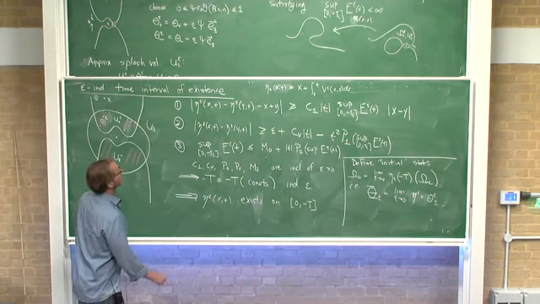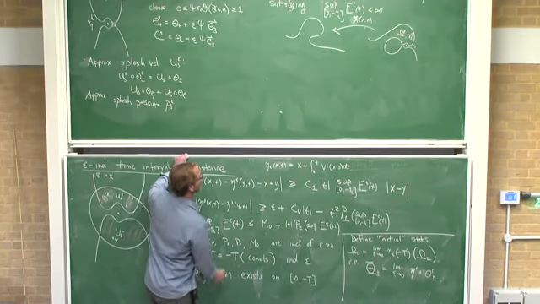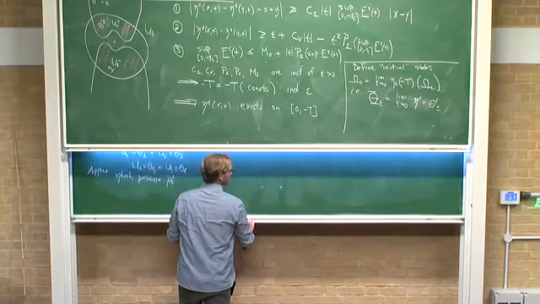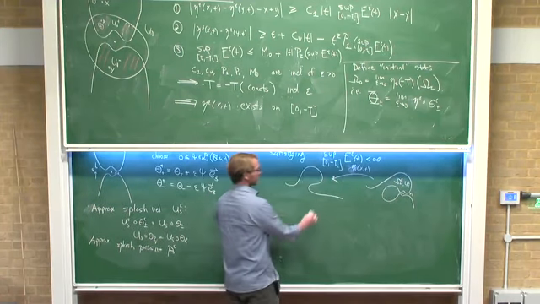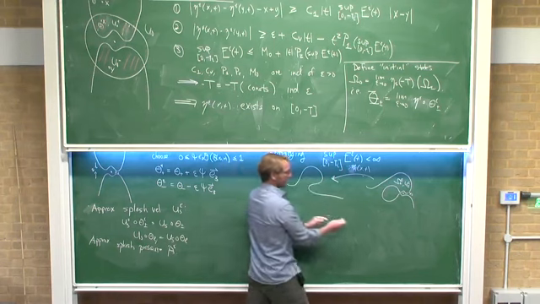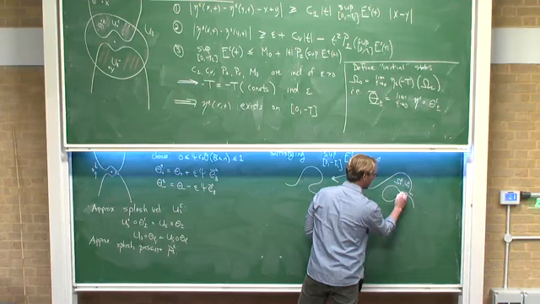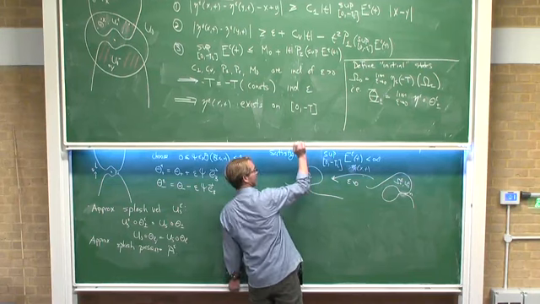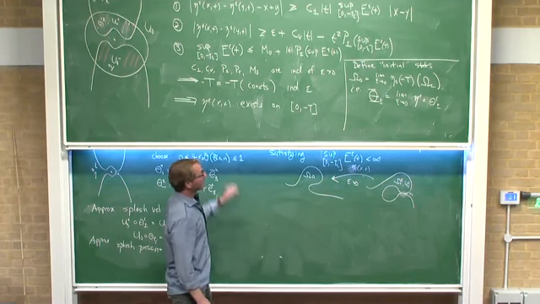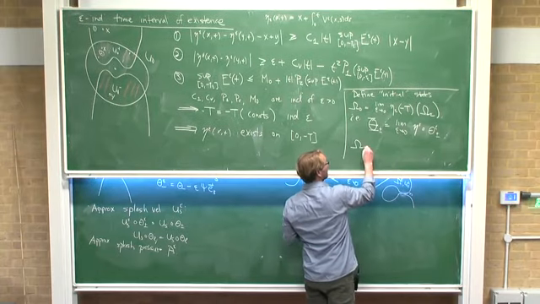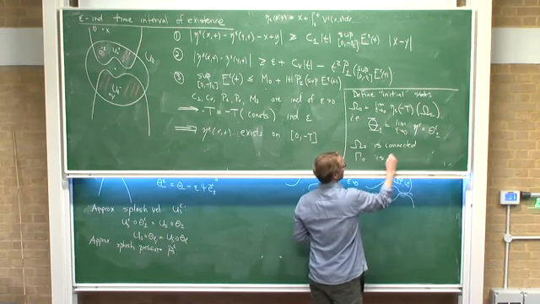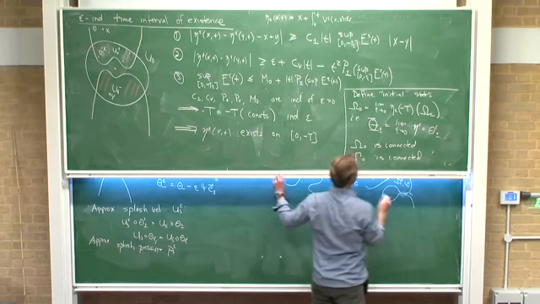So what's happening here is you have this sequence of domains, and then eventually you let epsilon go to 0, and in the limit you get this domain omega 0. Then you have to prove that omega 0 is connected and that the boundary is connected. So, not a big deal.